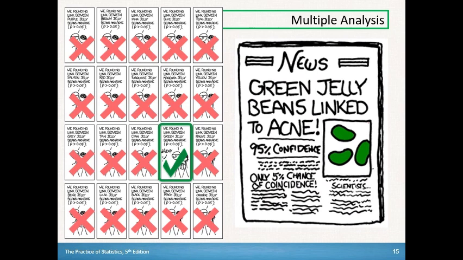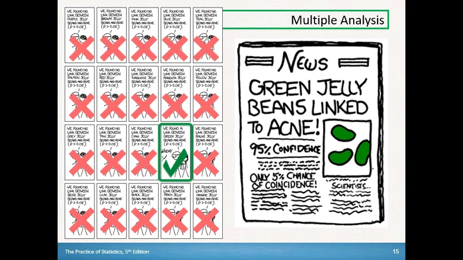Let's try another. So in this case, we tried 20 different colored jelly beans, and we found that green seems to have a link to acne. Eating green jelly beans helps clear up acne, according to this study. Okay, so what's going on here, right? A 95% confidence, well, that really means that we have an alpha of 0.05. So think about the alpha of 0.05. We're going to reject the null hypothesis 5% of the time. Well, that's 1 in 20.